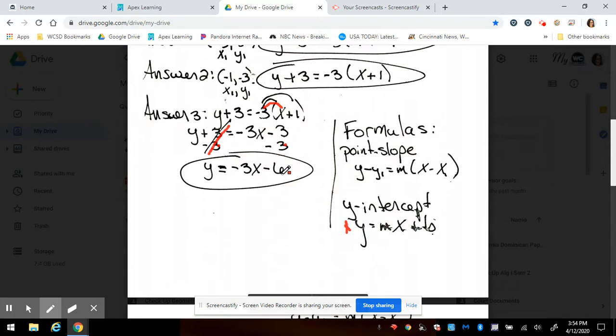So my third answer for this question would be y equals -3x minus 6. So all three answers for this question would be the ones that we went over. So we'd have this answer, this one, and that one.